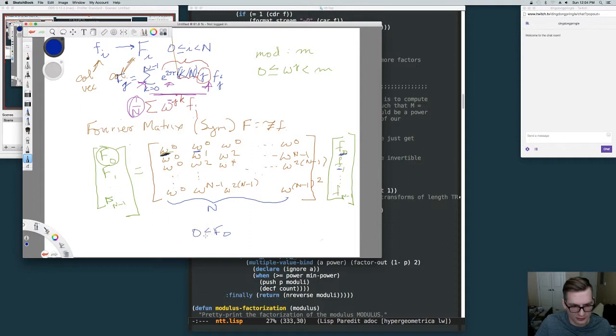f0, it could be that, so it's bounded below by that. But bounded above, it's going to be less than n times our modulus m. The reason for that is because all of these could be m minus 1.